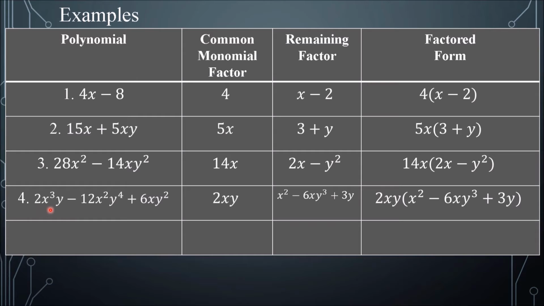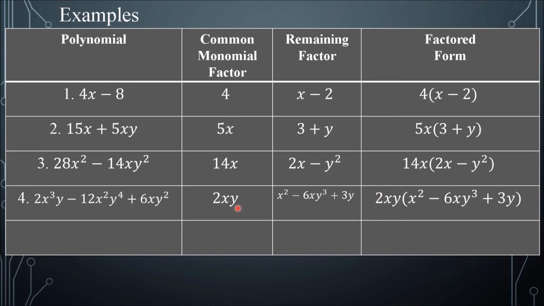Next we have 2x cubed y minus 12x squared y raised to 4 plus 6xy squared. Now let's start with the coefficients. So 2, 12, and 6. The common monomial factor among those terms is 2. So we have x cubed next, x cubed, x squared, and x. The common monomial factor is x. Finally, we have y, y raised to 4, and y squared. The common monomial factor is y.